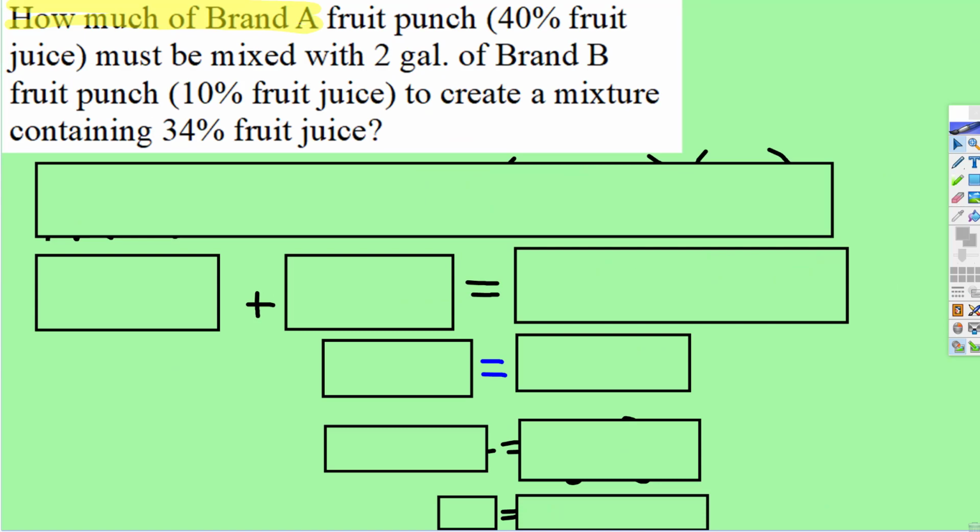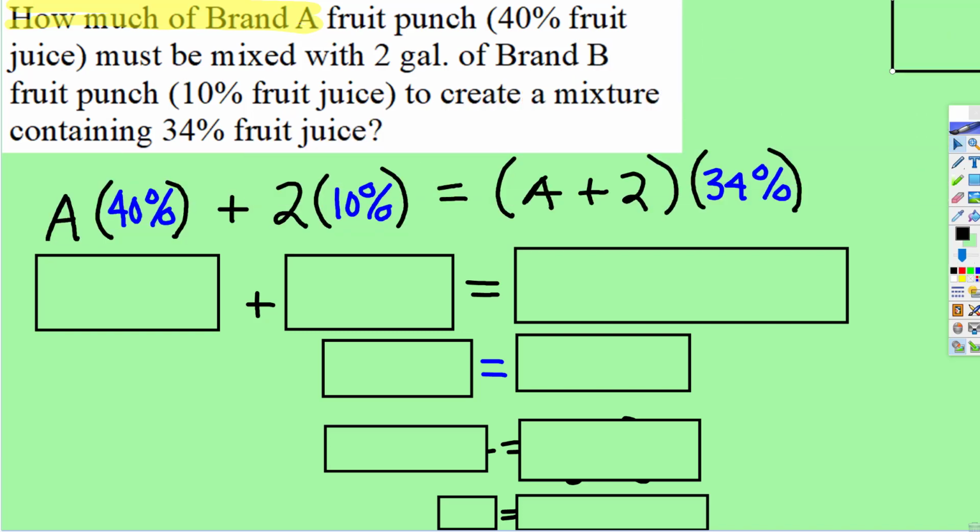Okay, now what if one of the amounts is missing? So how much of brand A, so let's do this as we go. Brand A is right here, and its concentration is 40%. Mixing it with 2 gallons of brand B with a 10% concentration. So here's A, here's B, but we know it's 2 gallons of brand B.